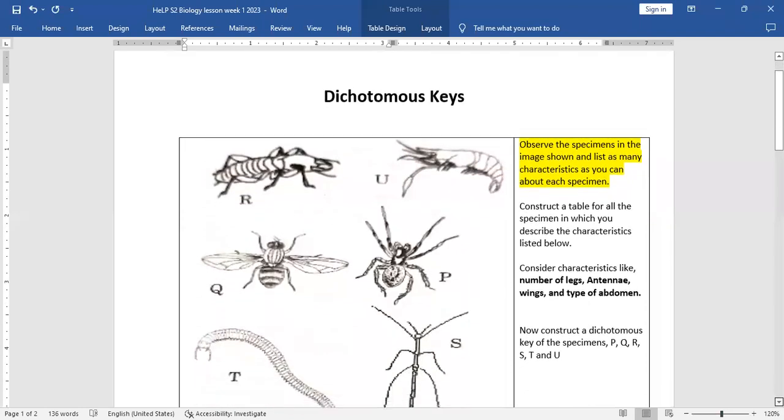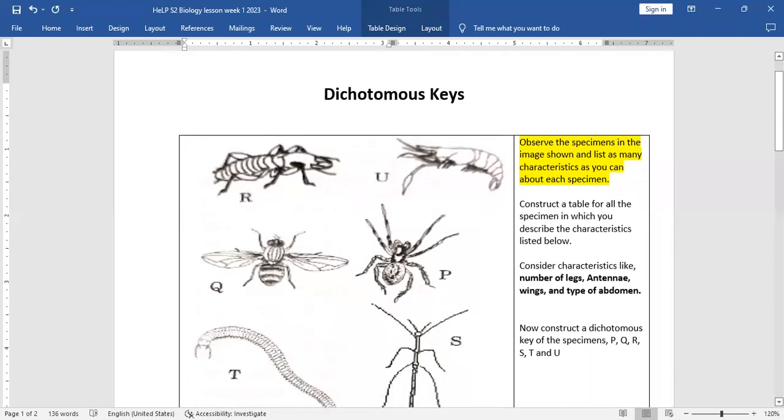Pardon? All of them have antennae, isn't it? No. But there is something without antennae, this one. Do you see antennae? The spider does not. What is the name of this specimen? Specimen P. Specimen P does not have antennae. Very good.